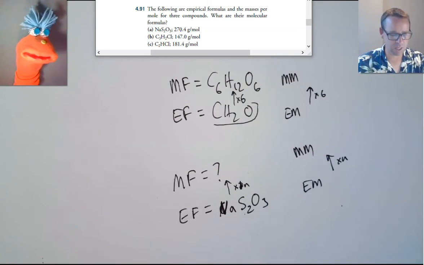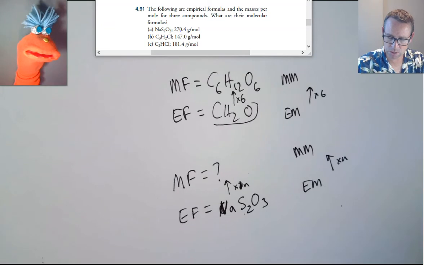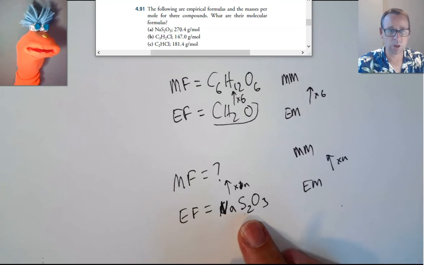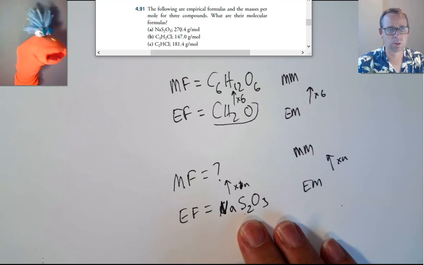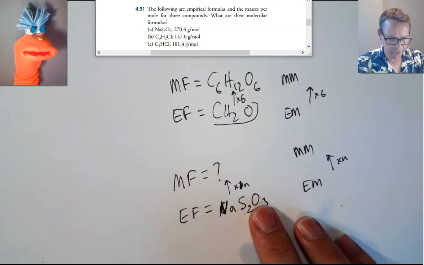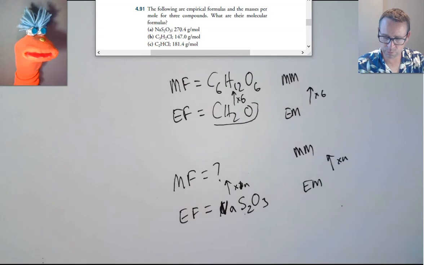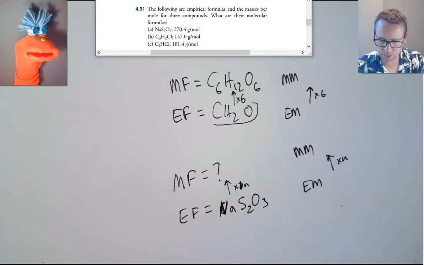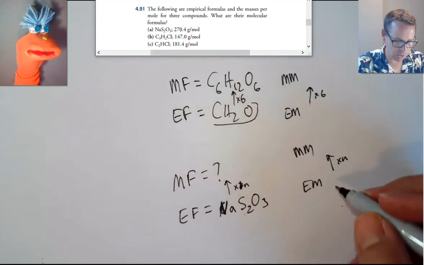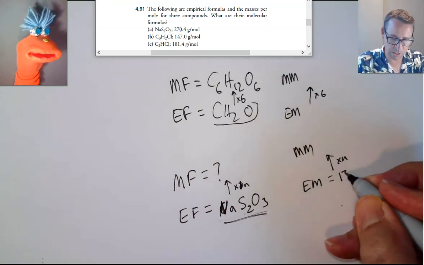Now the empirical mass, we can find that by just looking at NaS2O3. 3 oxygens plus the 23 for the sodium. Do you remember what sulfur was? Let me look. That's 32. Very good. So 64 here. So we got the 3 oxygens, 48, 1 sodium, 23, 2 sulfurs, 64. 48 plus 23 plus 64. So I'm getting 135, and that is the mass for the empirical formula, which is the empirical mass.